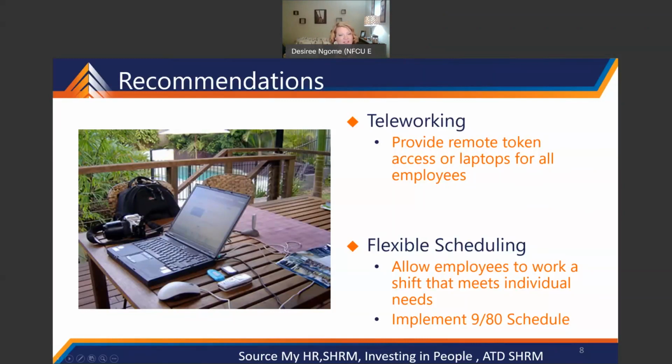Another element of flex scheduling that we have not explored as a department is the 9/80 schedule. With the 9/80 schedule approach, employees essentially work 80 hours in 9 days and then have that one extra day off every other week. So according to SHRM, flexible work arrangements can improve recruitment and retention efforts, augment organizational diversity efforts, encourage ethical behavior, and help the organization's efforts to be socially responsible. Employers can experience cost savings, improved attendance and productivity, and an increase in employee engagement.